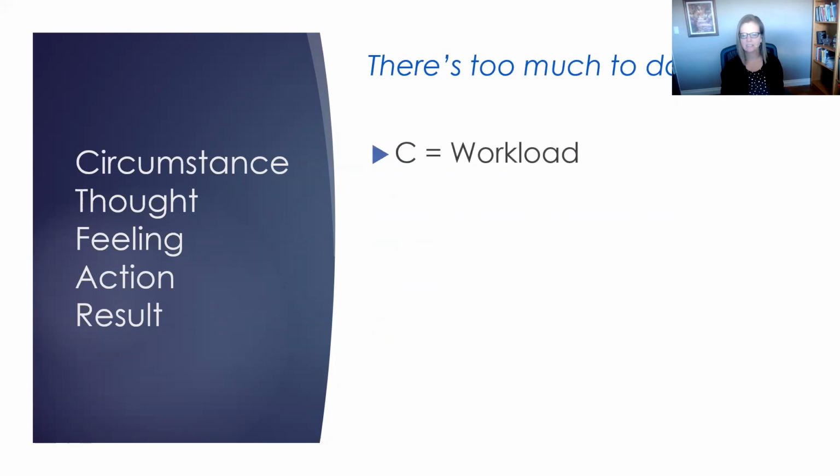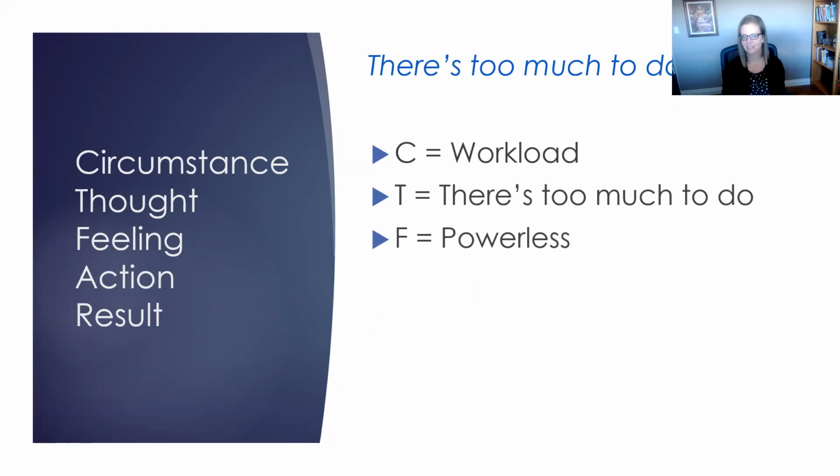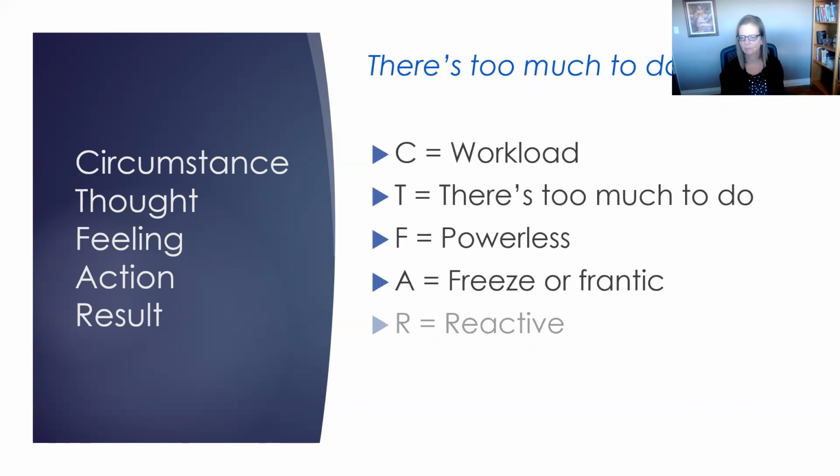Okay, now this next example is I look at my workload and I think there's too much to do. That creates feelings of powerlessness because it makes me feel very out of control. There's too much to do. I can't even wrap my arms around it. The action there is freeze or frantic. We talked about this at the last workshop. And my result is that I get very reactive. I am less inclined to make a plan and get strategic. And then that feeds my original thought, there's too much to do.